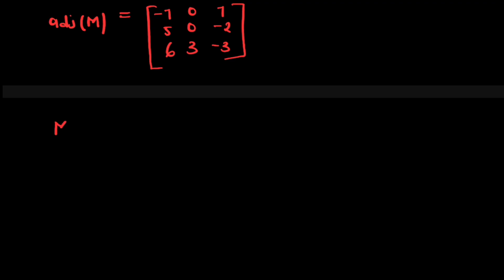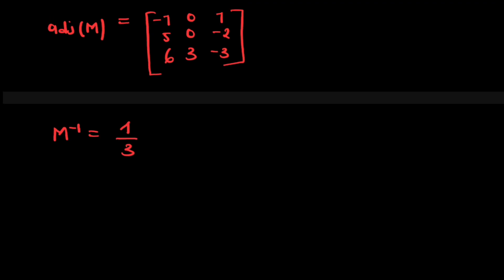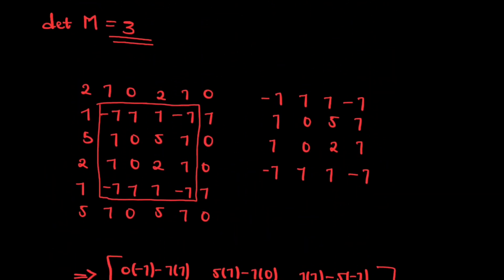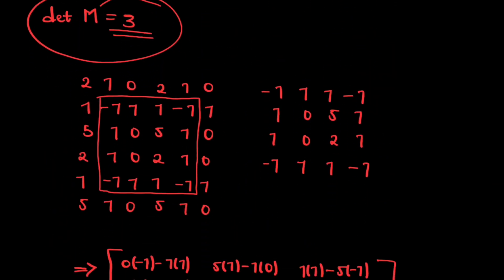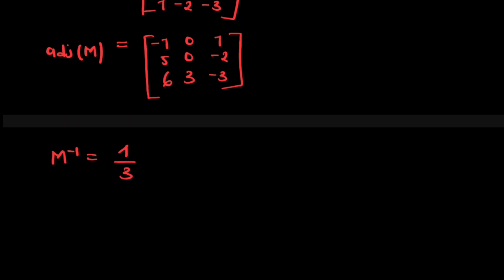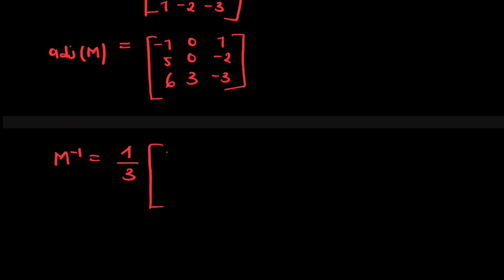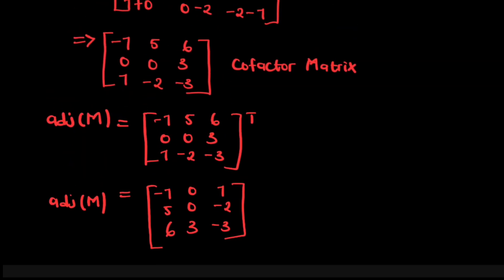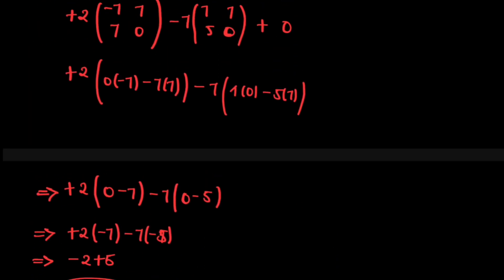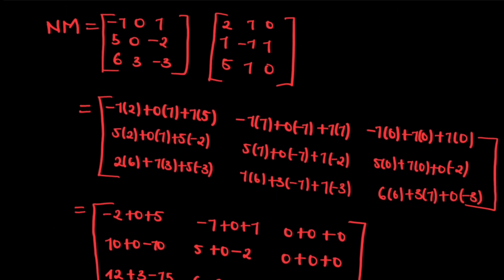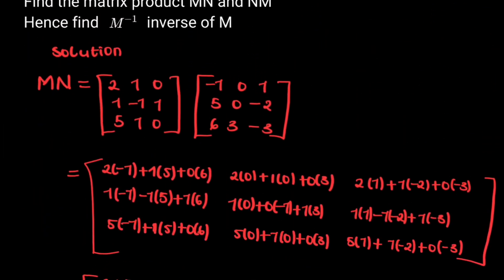And now the inverse of M is 1 over the determinant, which was 3, times the adjoint matrix, which is minus 1, 0, 1, 5, 0, minus 2, 6, 3, minus 3. And I'll just leave it like that. And that is the last question. That's all for this question.